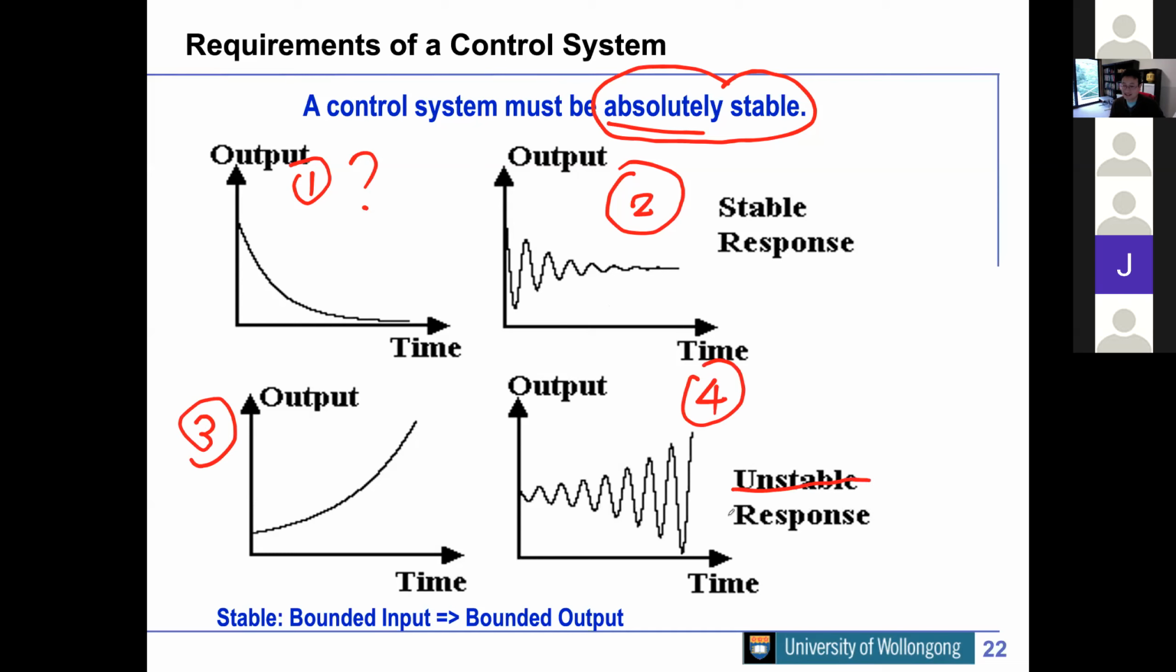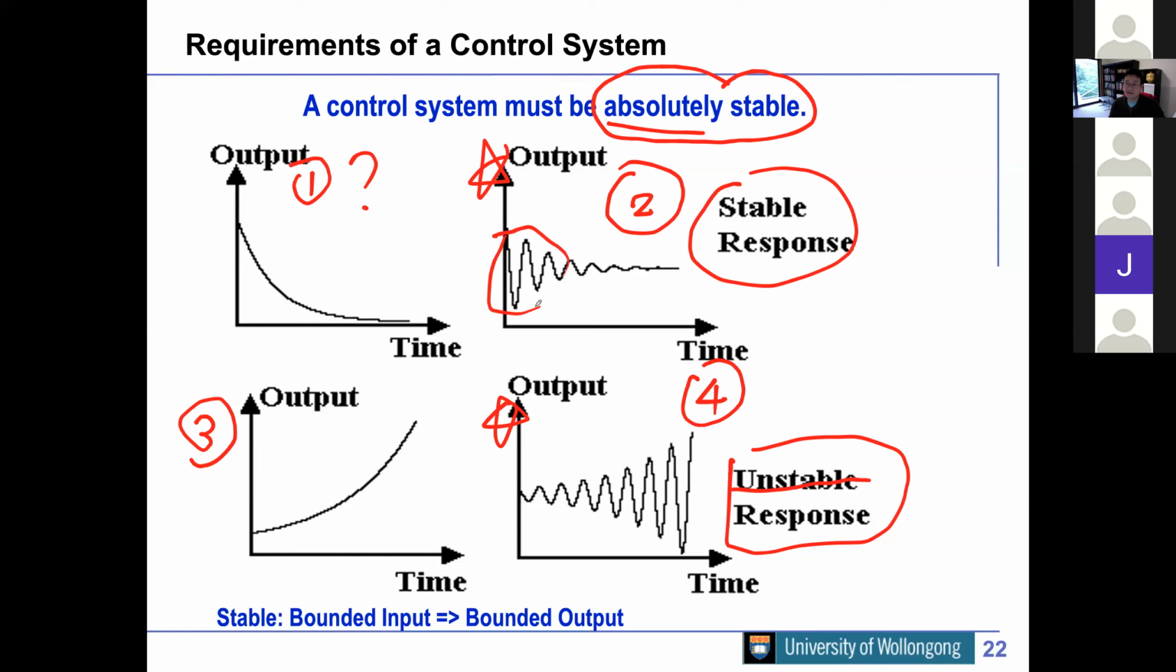Sorry, the solution is already given. So the first two are stable. The third and the fourth are unstable. What we normally get is the second situation and the third situation. The first and the fourth are extreme cases. So our control system normally has a little bit of oscillation, then it either goes stable or goes unstable.